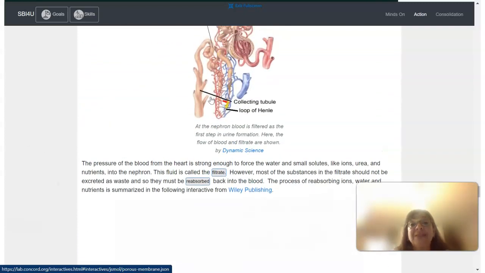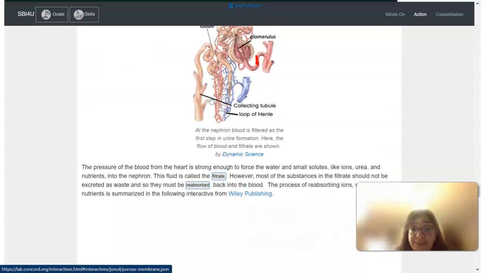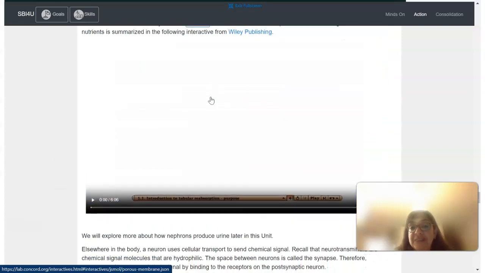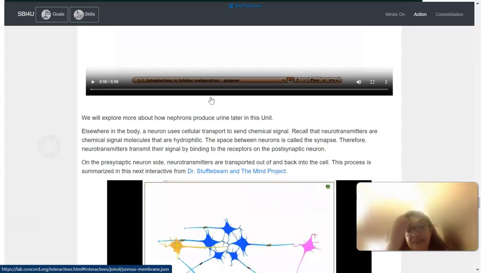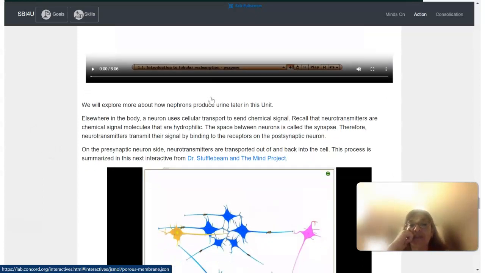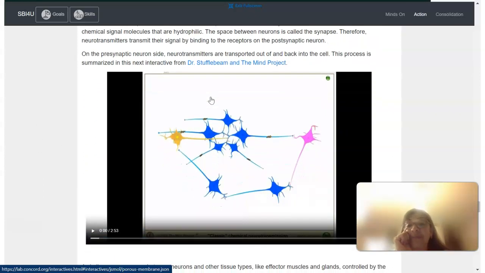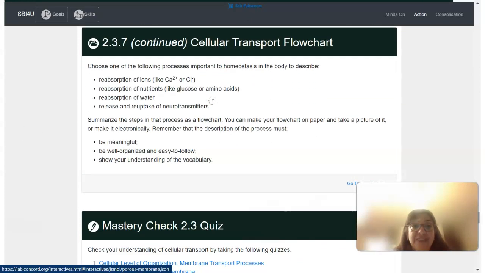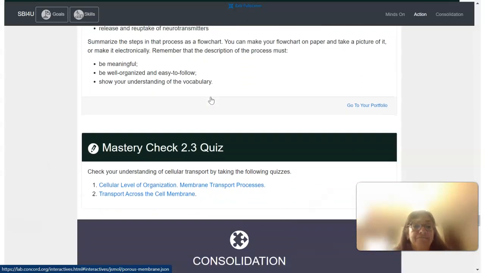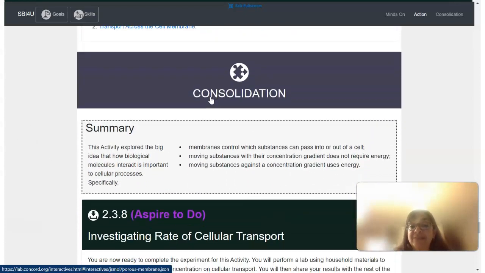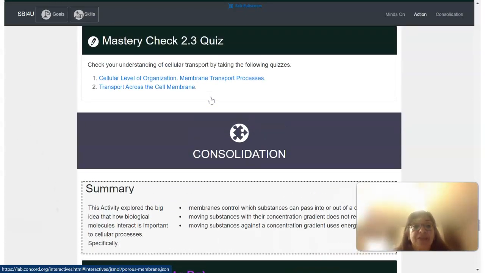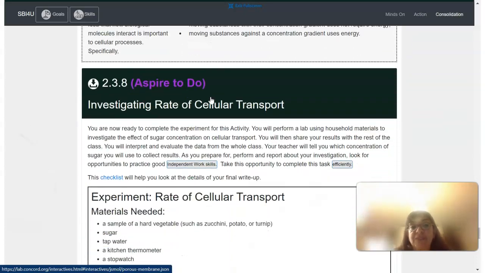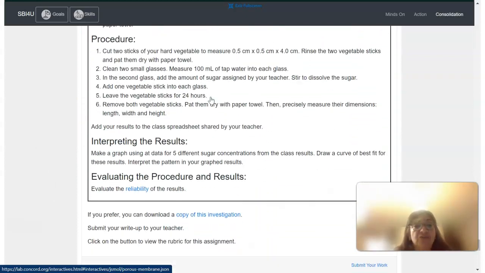For the Aspire to Do, it's an application of transport through the kidneys. So you already studied the kidneys last year, so it will also be a good refreshment and a good application of the knowledge that you have learned in this lesson on the kidneys. Finally, we'll have 2 quizzes. And this is your mastery check, 2 quizzes, and then the consolidation summary as usual.